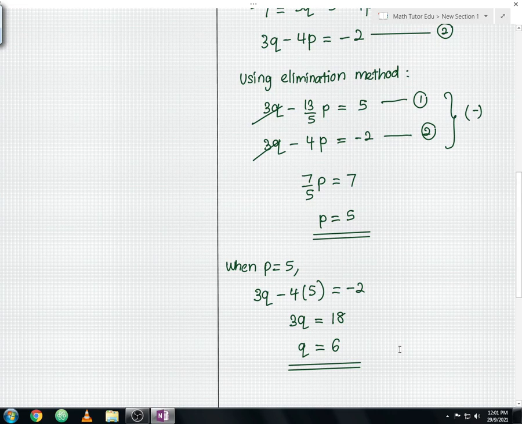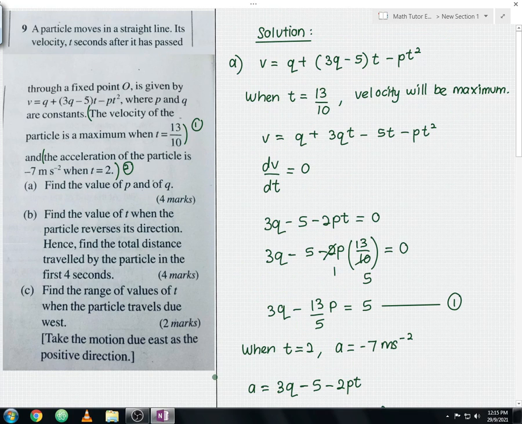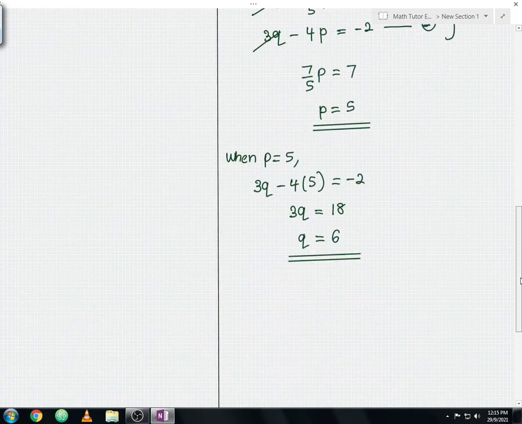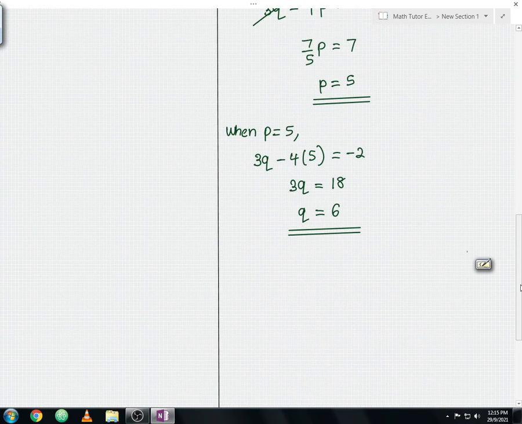Okay, so from here let us proceed with our discussion for the question part B now. For the question part B, we are required to find the value of t when the particle reverses its direction, and we need to find the total distance travelled by the particle in the first 4 seconds. Let us find this first, the value of t when the particle reverses its direction. One thing you should know, when the particle starts to reverse its direction, the velocity of the particle will be equals to 0.